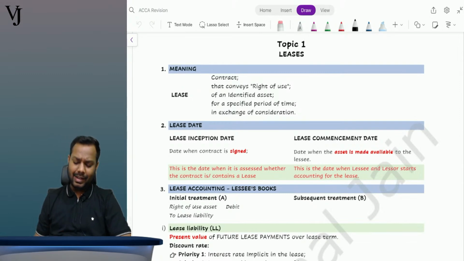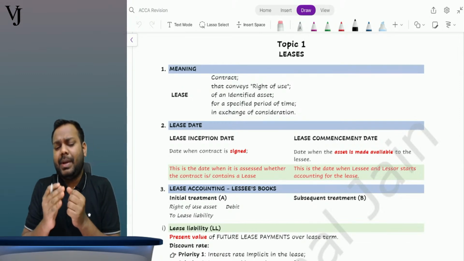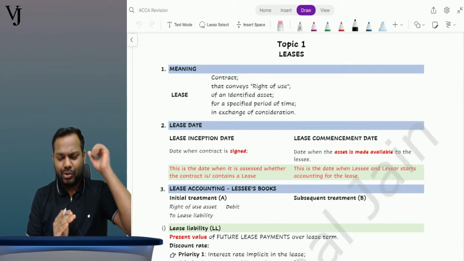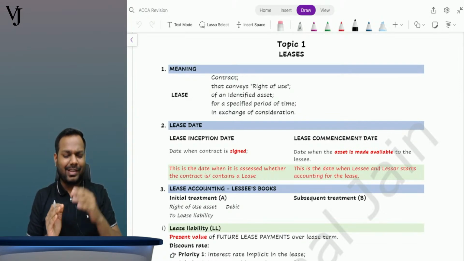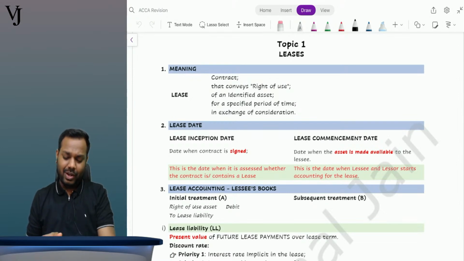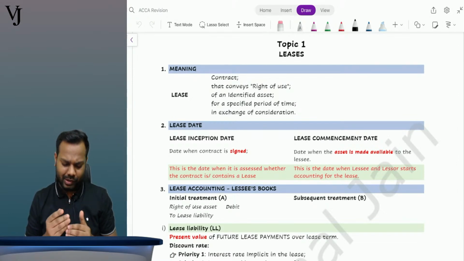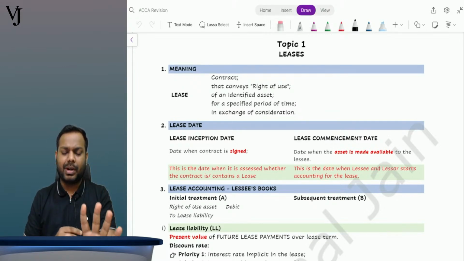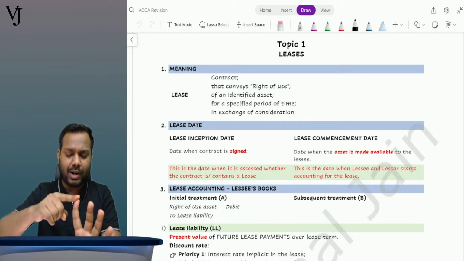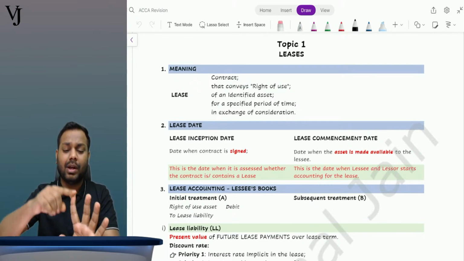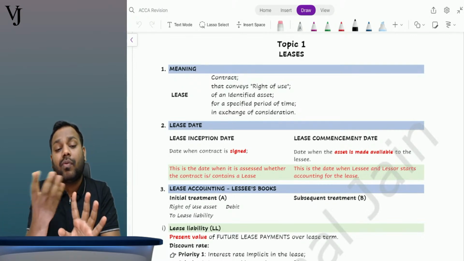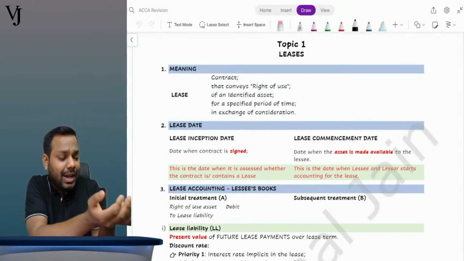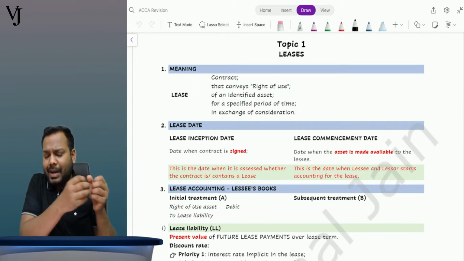Now, under leases, understand what exactly is the meaning of a lease contract. If you can recall, we always used to discuss that the lease has five components. The lease is first of all a contract. Contract for what? I have to take the right to use of an asset. Now, am I taking the ownership?